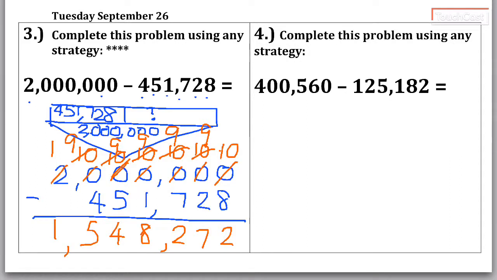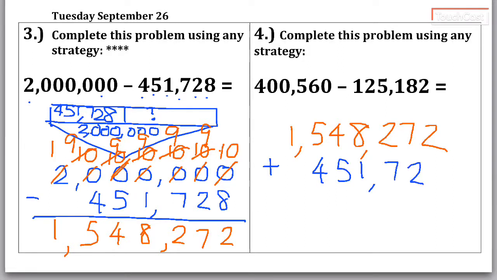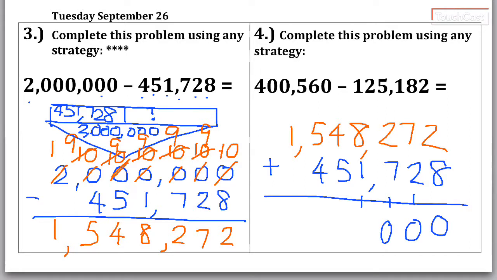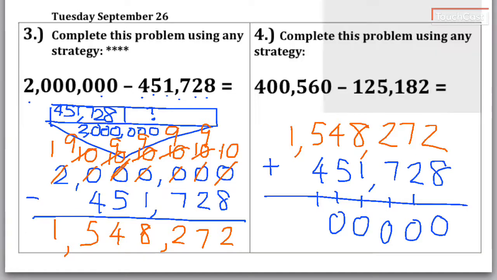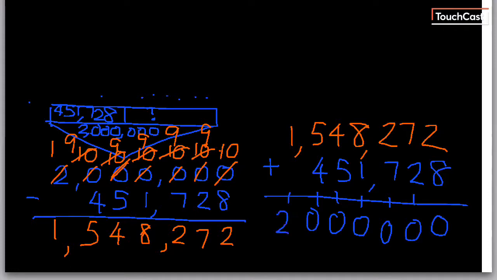You can, of course, if you want, and if you have extra room, you can stack up the answer you got, 1,548,272, plus, I'm going to use blue, okay, plus 451,728, and we can add it back up. 2 plus 8, 10. 7 plus 2 plus 1, 10. 2 plus 7, 10. Huh. Are you seeing a pattern? 8 plus 1 plus 1, 10. 4 plus 5 plus 1, 10. 5 plus 4 plus 1, 10. And 2 million. And I lost my screen, but our work is complete.